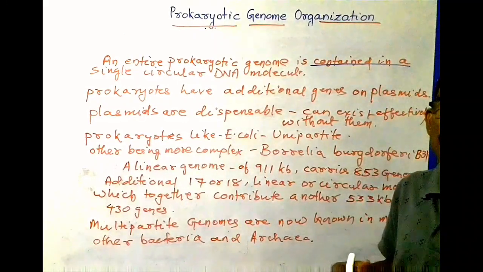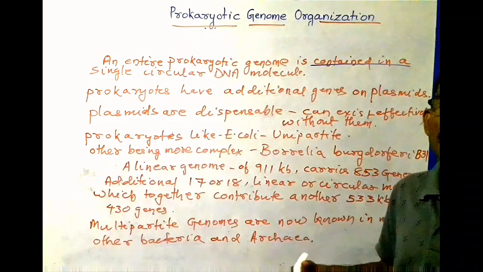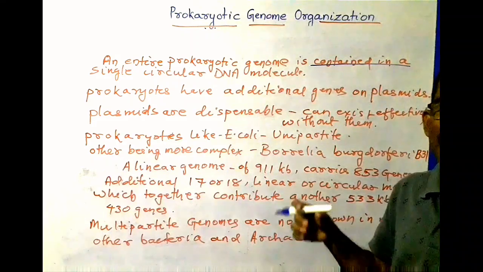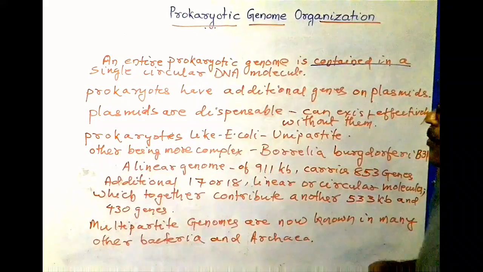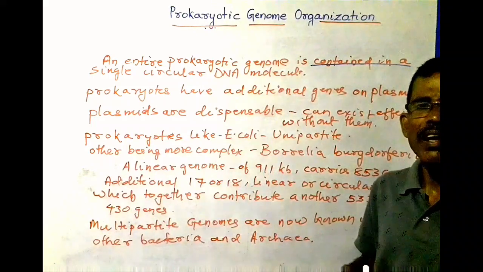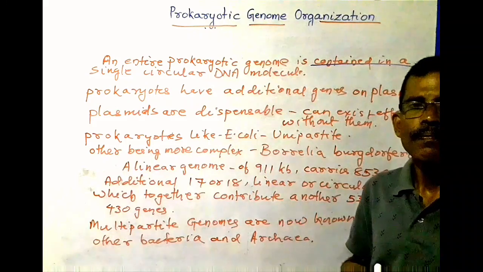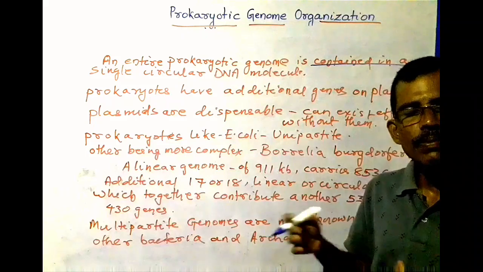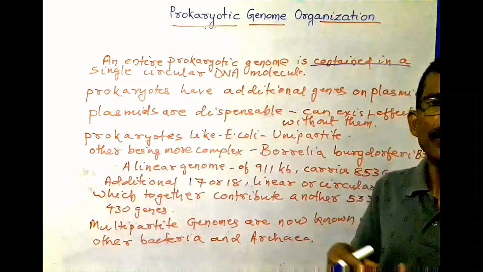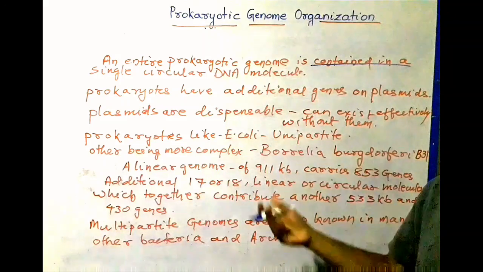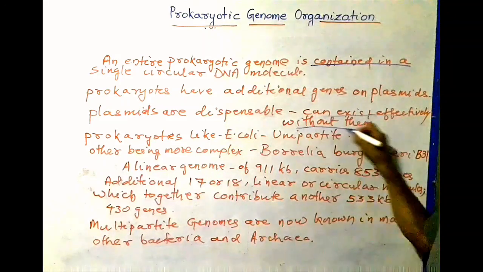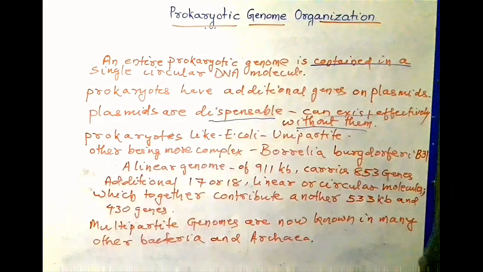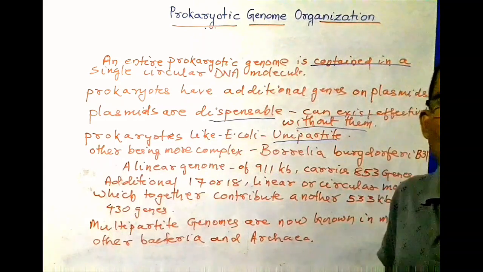So the plasmids which are present in many bacteria provide some added advantage to the microorganisms. Plasmids are not essential for bacteria. So plasmids are dispensable. Dispensable means bacteria or prokaryotes can exist effectively without them. In prokaryotes like E. coli, the genome is unipartite. Other prokaryotes are more complex.